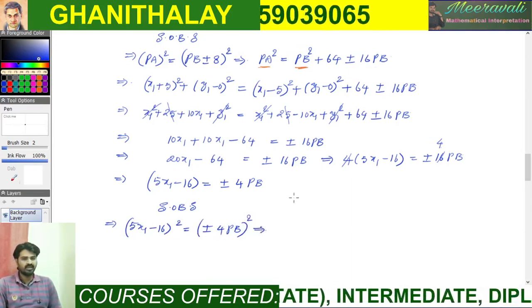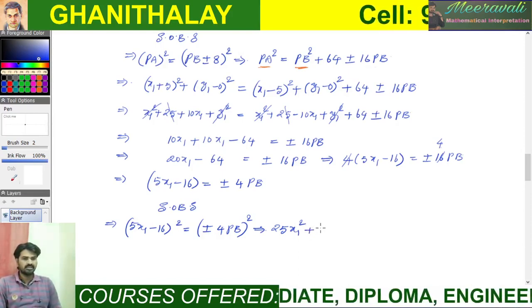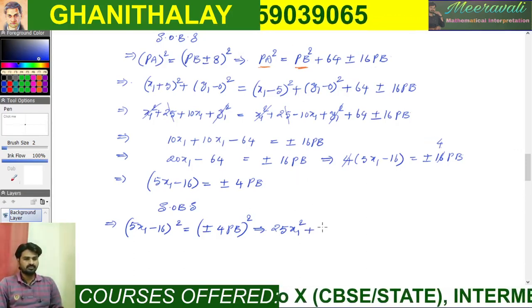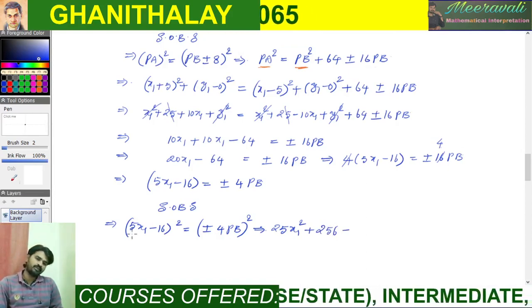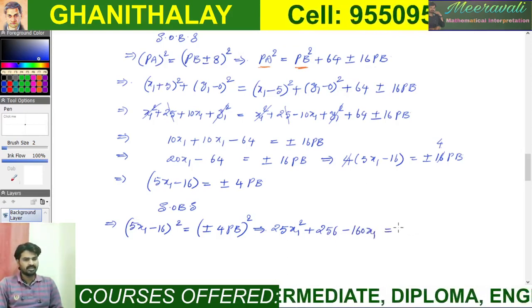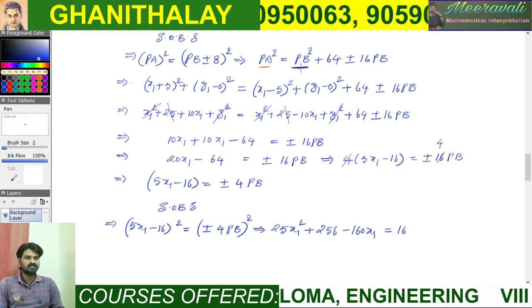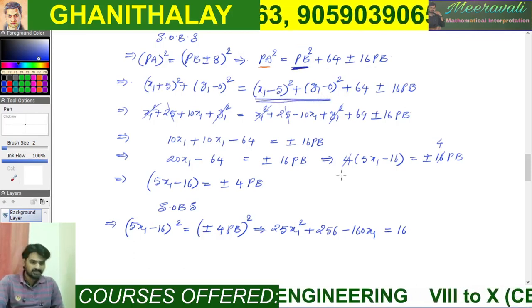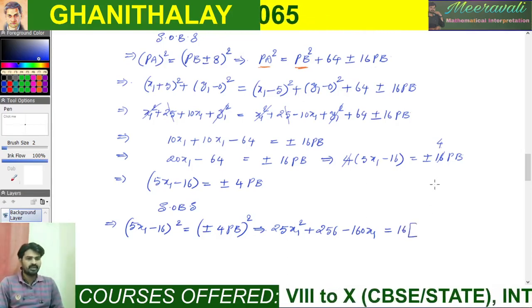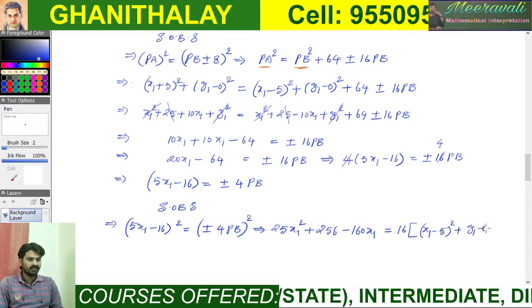Now on the left hand side, using the (a minus b) whole square formula: 5x1 whole square means 25x1 square, plus 16 square, that is 256, minus 2ab, 2 fives are 10, 10 into 16, 160x1, is equal to plus or minus 4 whole square, that means 16, into PB square. PB square we can write as x1 minus 5 whole square plus y1 minus 0 whole square.